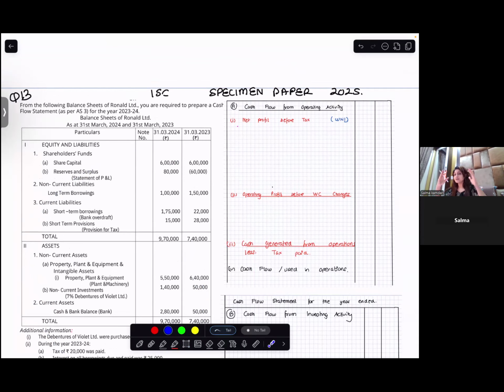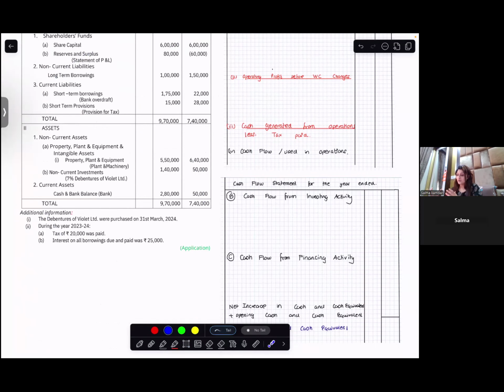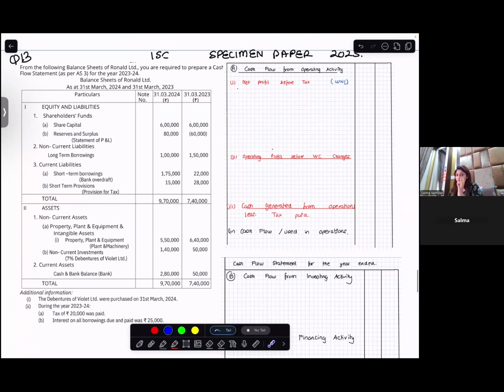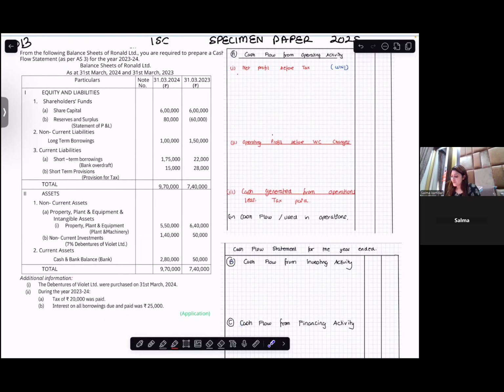After doing the markings, the first thing that you do is you prepare a rough format in your paper, which includes the following things. What are the things? You will write section A, section B, and section C, which says cash flow from operating activities, cash flow from investing activities, and cash flow from financing activities.